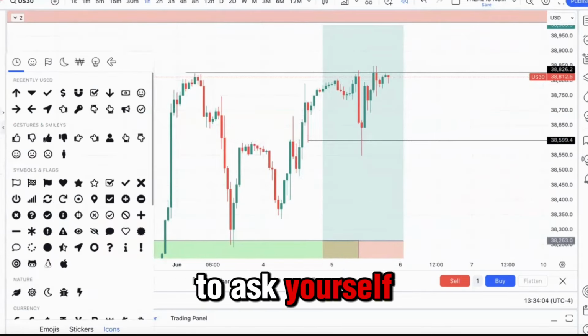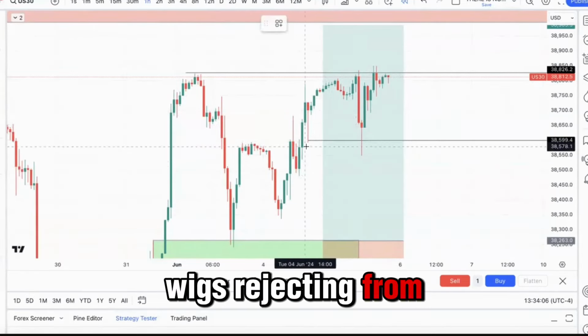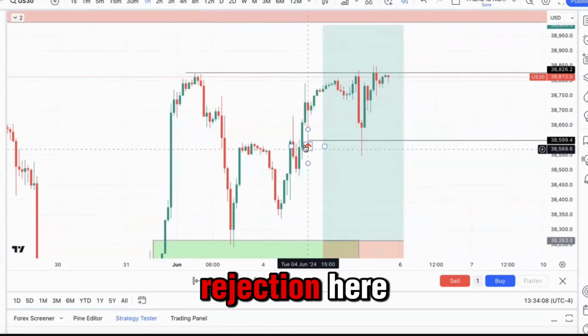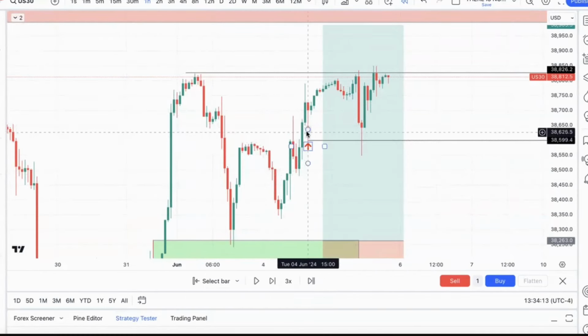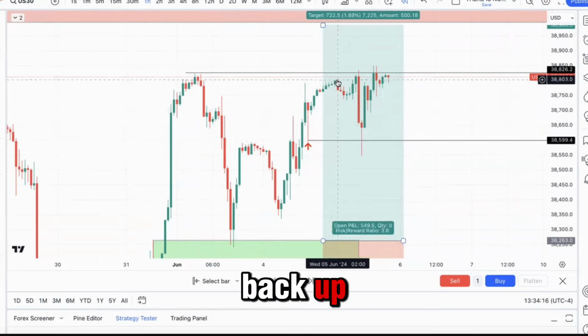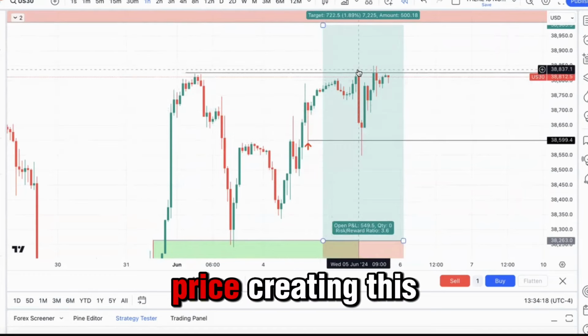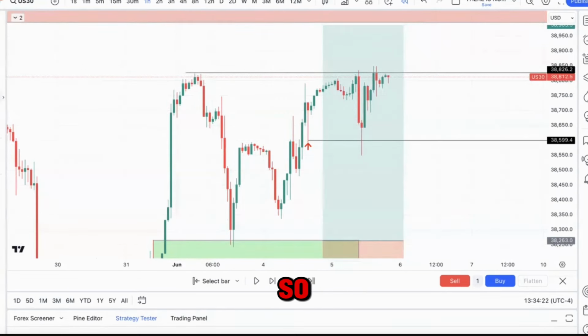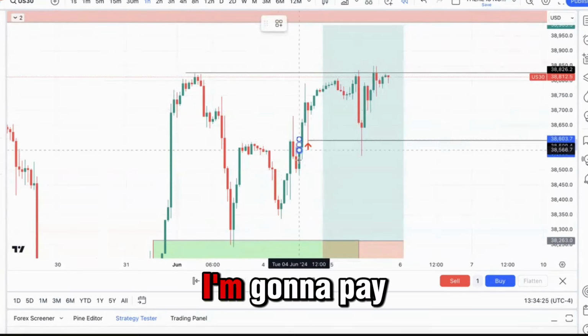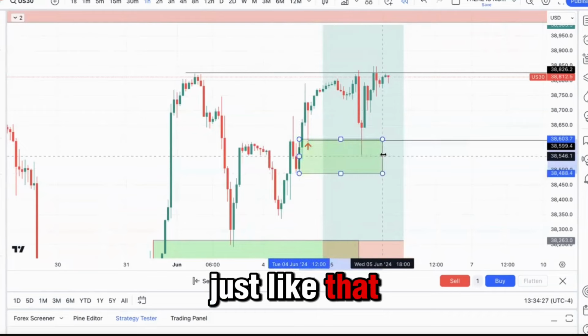Now, you have to ask yourself, where are these wicks rejecting from? We have a rejection here. This lets me know something. Price came down into this area, and then it pushed its way back up, creating this area where price took out the previous high. So that area is an area that I'm going to pay attention to, just like that.